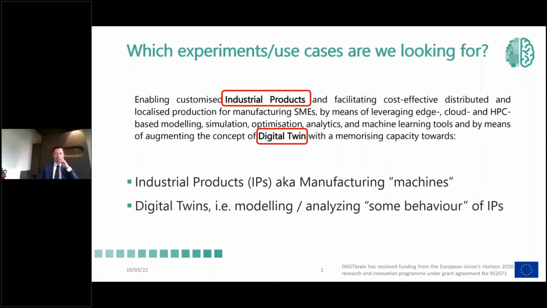For these industrial products, digital twins shall be developed within the scope of the experiment. And these digital twins are meant to model some specific behavior of these industrial products, to be able to analyze them and to do different kinds of predictions, learning from the behavior models, feeding the behavior models with data from the shop floor, etc. So to understand the behavior better and then to adapt production, tailor manufacturing machines and so on and so forth.